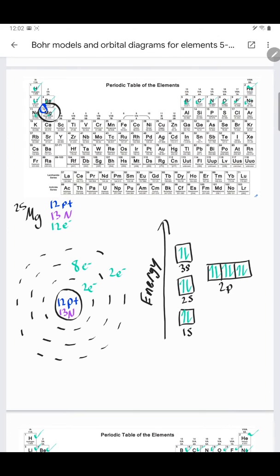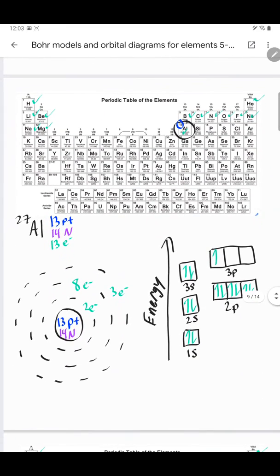So maybe pause the video for a second. What do you think is going to happen when we have 13 protons? When we move over to where aluminum is, we have 13 protons. That's going to mean that we have 13 electrons. Where's the extra electron going to go? Is it going to go in the first energy level, second energy level, or the third energy level? Well, let's see. We've got it drawn right here. For aluminum, we're going to add the electron to the third energy level, the valence shell. So now we have 3 valence electrons in the valence shell.